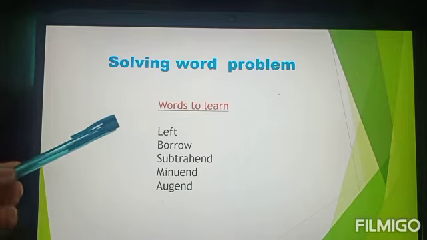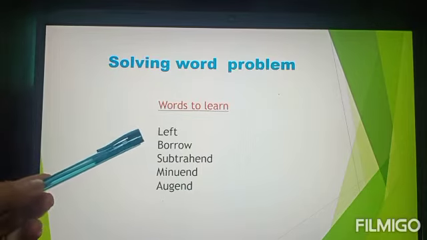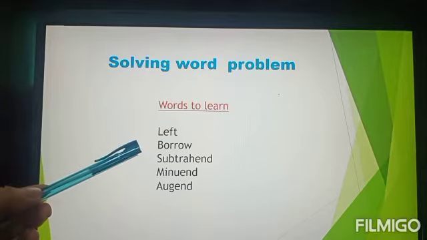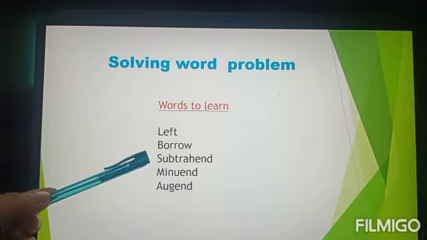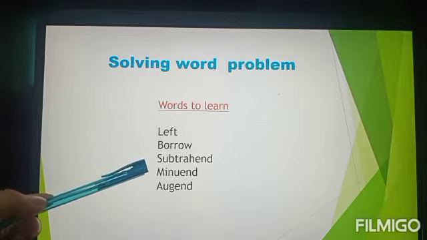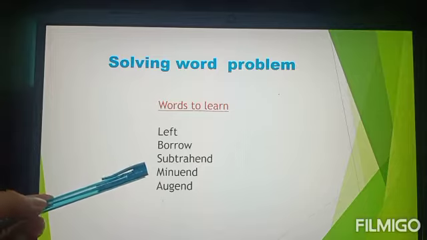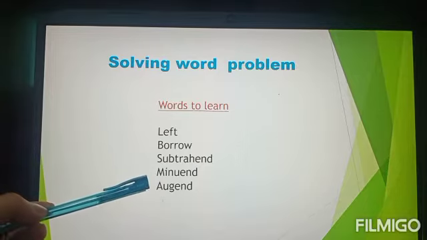left, borrow, subtrahend, minuend, urgent.